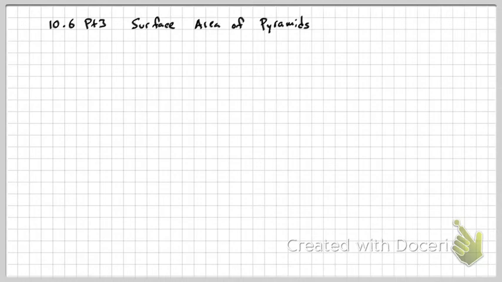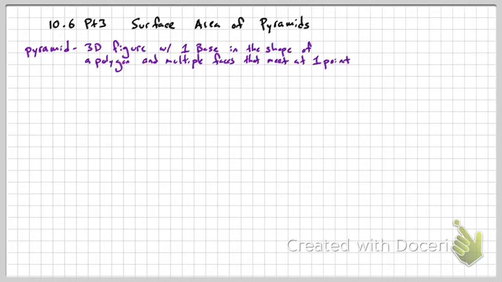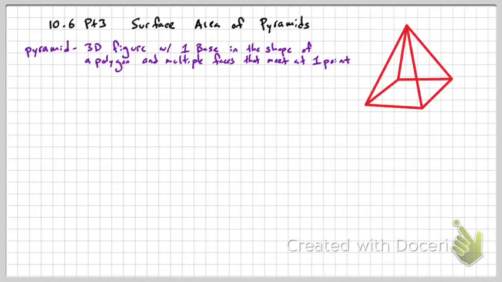Should be pretty quick. So we all know what a pyramid looks like, but a geometric definition is a 3D figure with one base in the shape of a polygon and multiple faces that meet at one point. Looking like this guy right here. Now, for us, all the pyramids that we're going to look at, the bases are all going to be regular, meaning all the side lengths will be the same. And for the most part, we'll be sticking with square pyramids, all right?